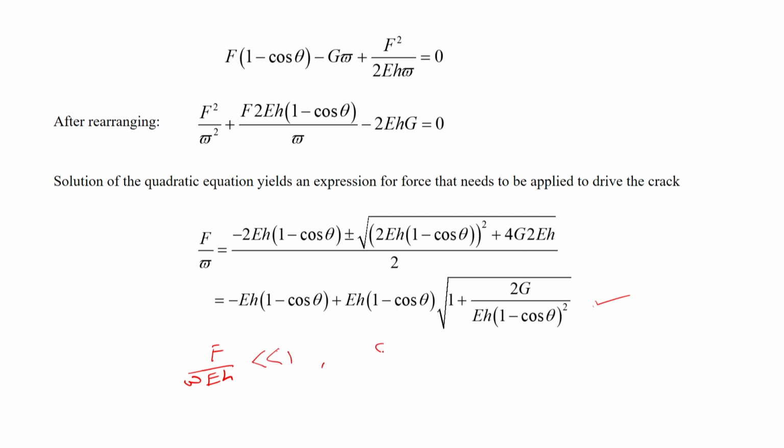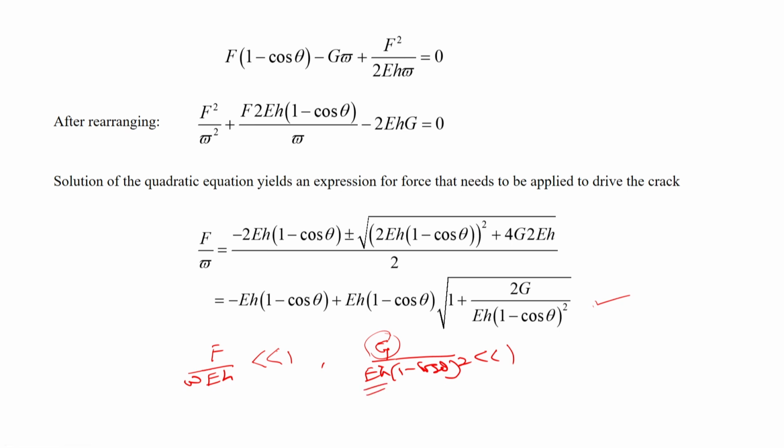Also we can say that this term, G over EH into 1 minus cos theta whole square, is also smaller than 1. So in essence, what we are trying to say is that the energy spent by applying the peeling load basically goes into the fracture energy part, in separating this adhesive from the substrate. The energy taken by the adhesive and its backing, which is represented by this particular term, is actually small.